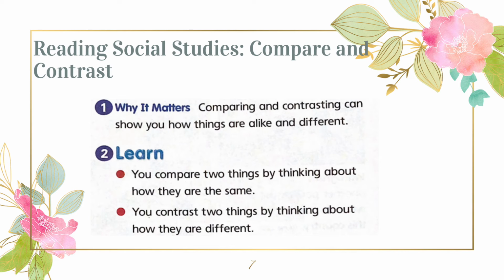Whereas when we are contrasting, we are looking at two or more things. Things could be two and even could be more than two. Alright? So when we are contrasting things, we mean we are looking at the differences, the characteristics that are not the same, they are different. That's what we are looking at when we are contrasting things together. You compare two things by thinking about how they are the same. You contrast two things by thinking about how they are different.